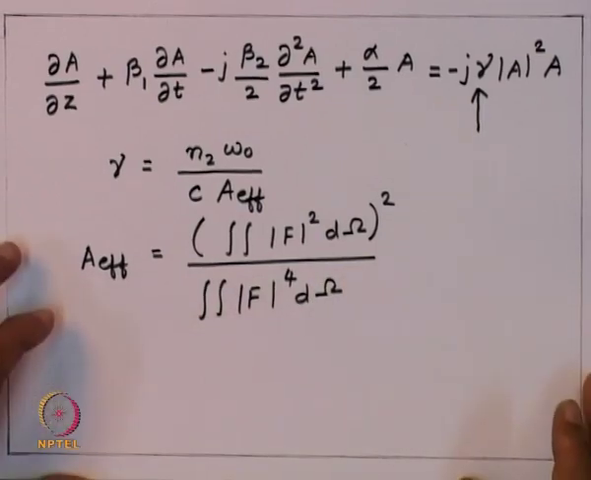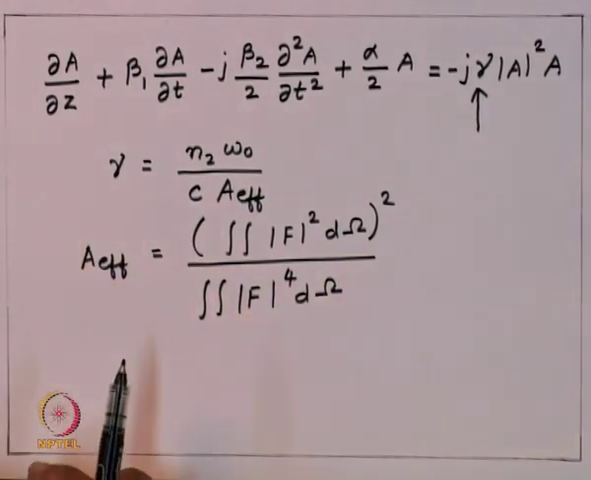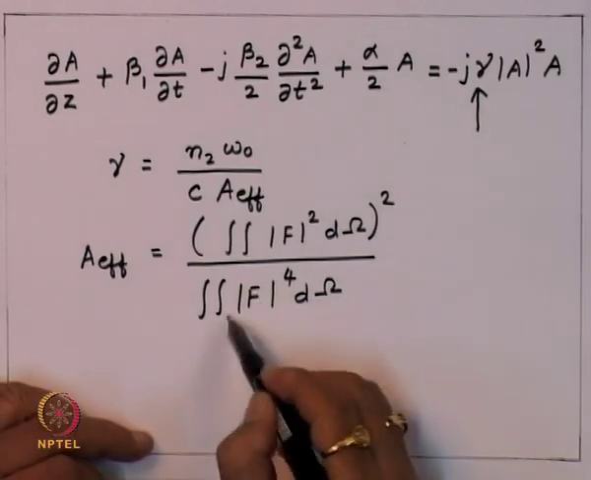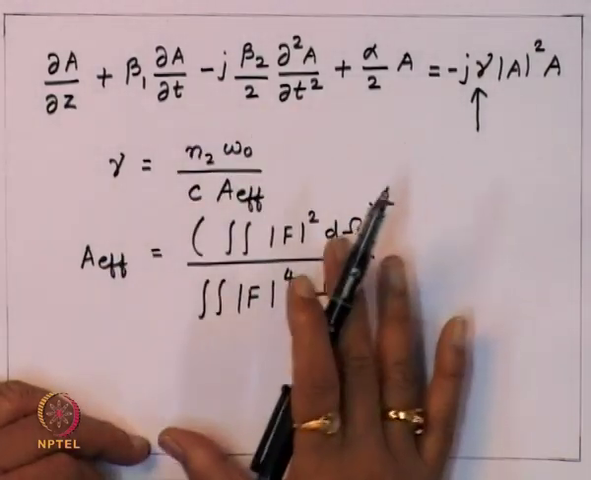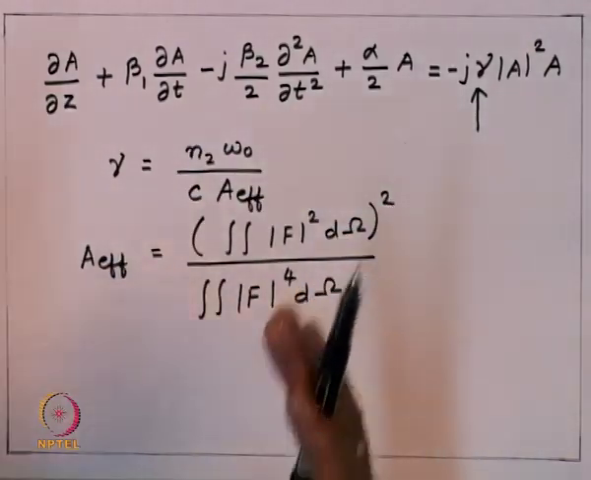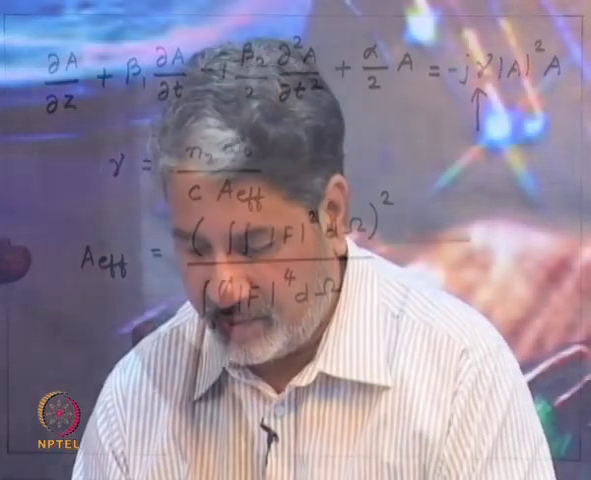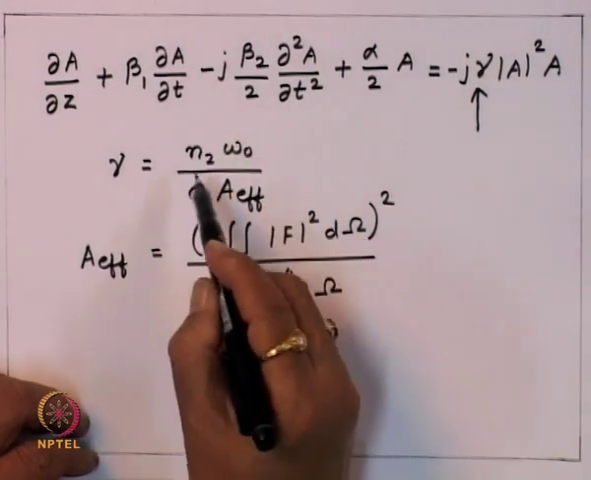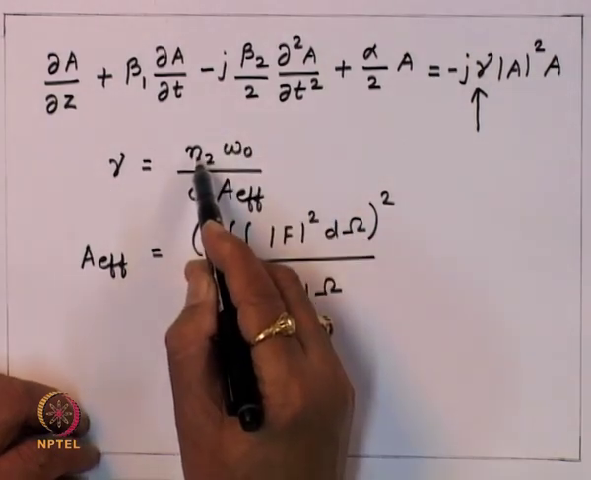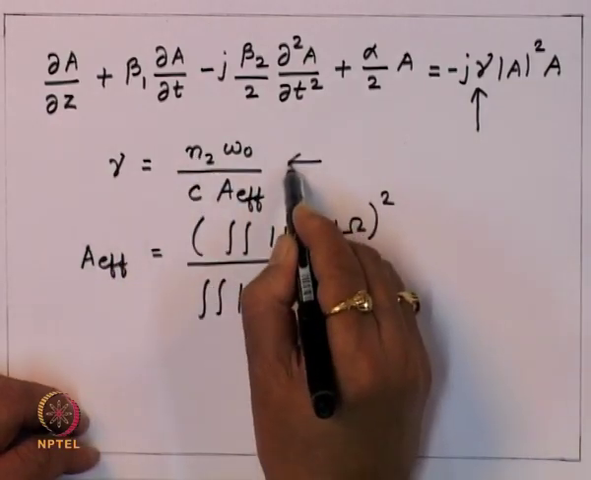So, if I know the transverse field distribution of the mode propagating inside the optical fiber, we know this quantity F. So, essentially by substituting this expression, we can get the effective area over which the light is confined inside the optical fiber. And once we get that parameter, then one can substitute into this. I know the non-linearity coefficient for glass. So, we can calculate this parameter gamma, which is the non-linearity parameter.